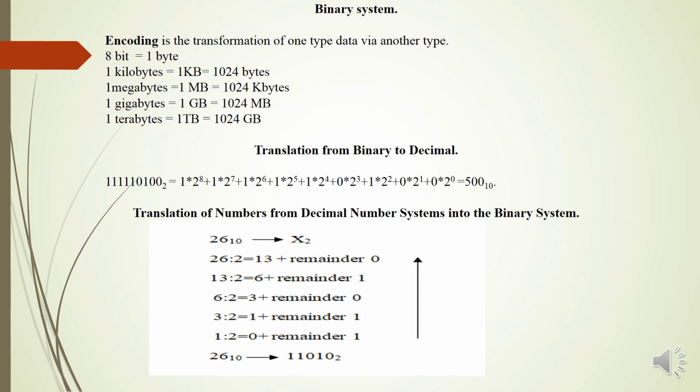In computer systems, a binary coding system is based on the representation of data by a sequence of 2 characters, 1 and 0, which are called binary digits, abbreviated bit. Binary system. For example, translation from binary to decimal.